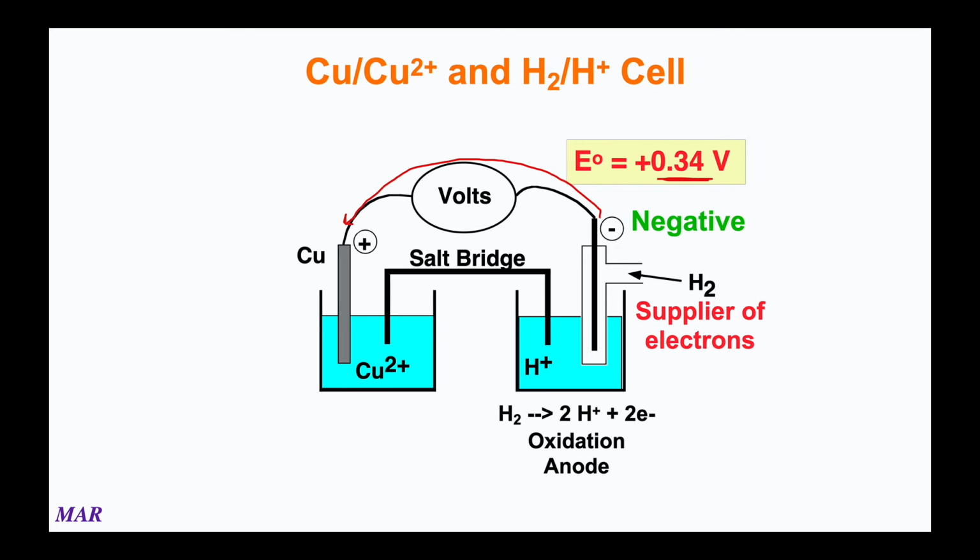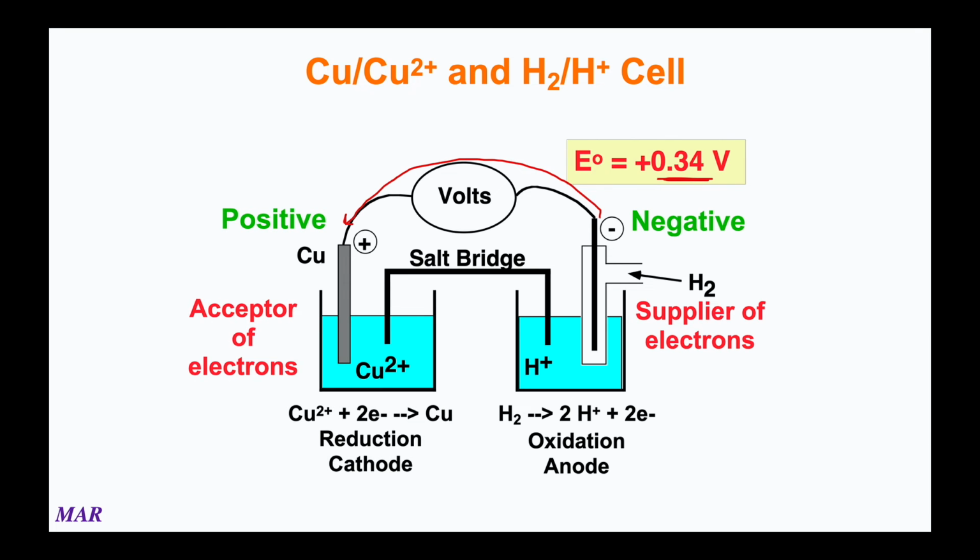Now in this case, the SHE electrode is the supplier of electrons. It's the anode. It's the site of oxidation. Hydrogen here wants to go to H plus and electrons. Electrons are going from the SHE electrode to the copper side. And if they're going to the copper side, that means that the copper is the site of reduction. Copper 2+ is gaining electrons to become copper metal. So the reduction here is on the copper side. Oxidation is on the SHE side.